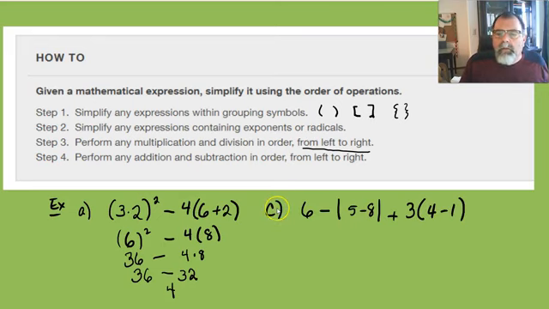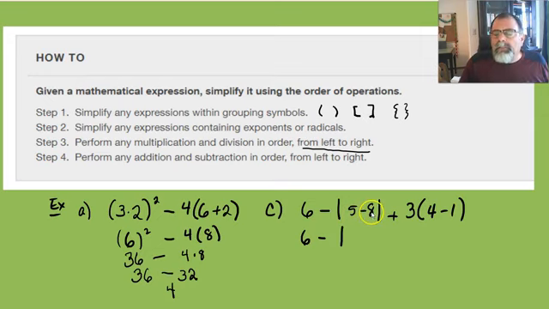Okay, so we'll look at C. This is example 6C in the book. So we've got grouping symbols. Remember I said the absolute value grouping symbols, so we need to take care of that first. So 6 minus the absolute value.